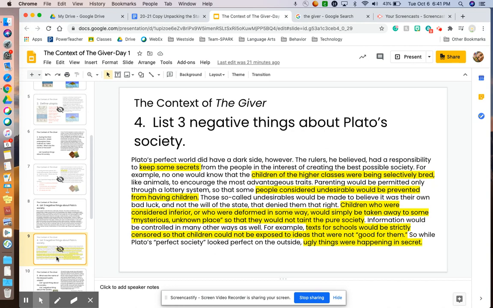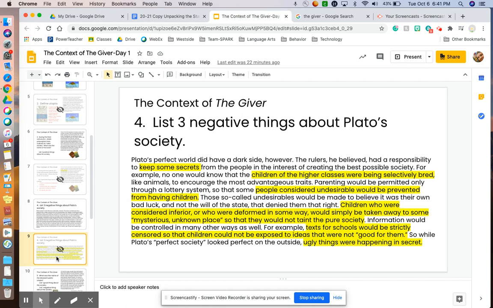And then you think about the children of the higher classes being selectively bred. And of course, we think of having children out of love as one of our rights as human beings, that I can have as many children as I want. Well, now the society is limiting who's even having children and what traits they're going to have. So it's not even about a father and a mother. It's probably more about science, meaning that they use genetic engineering to create embryos that would create the traits of their society that they really wanted.